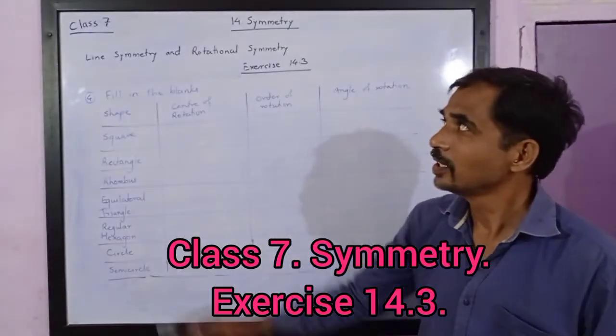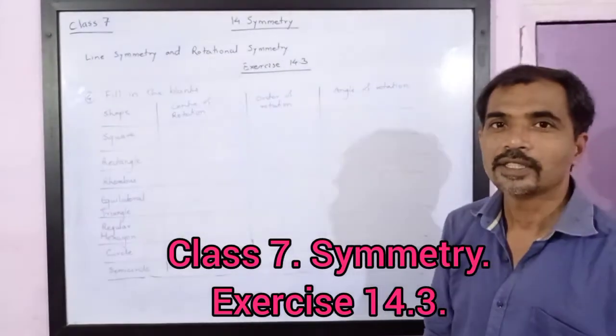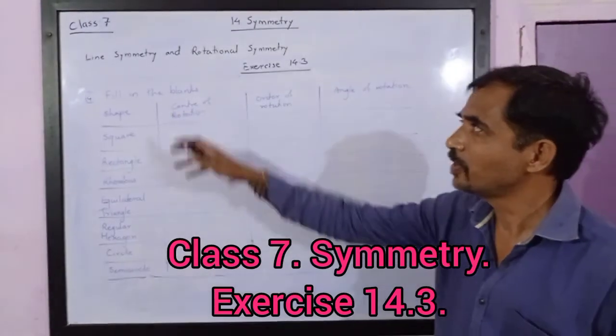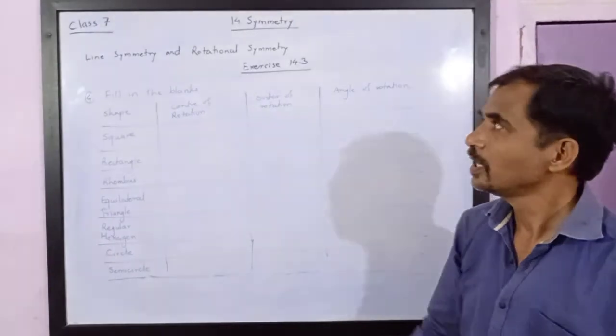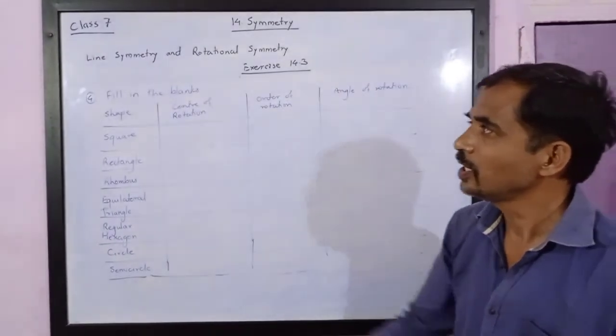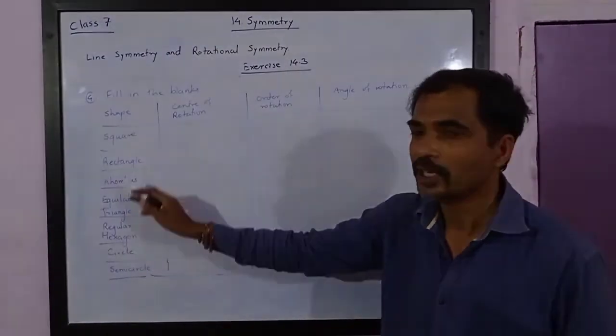Dear friends, in class 7 we are studying the 14th chapter and we are trying to understand the difference between line symmetry and rotational symmetry. In exercise 14.3 we have to fill in the blanks. The shapes are already given.